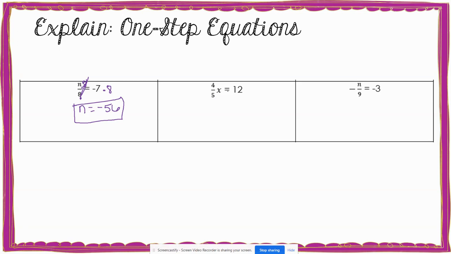Next, I have 4/5 x equals 12. Well, this means 4/5 times x equals 12. So the inverse of multiplying by 4/5 is going to be dividing by 4/5 on both sides. These will cancel because they'll make 1, and 1x is just x. Now on this side, we see 12 divided by 4/5.